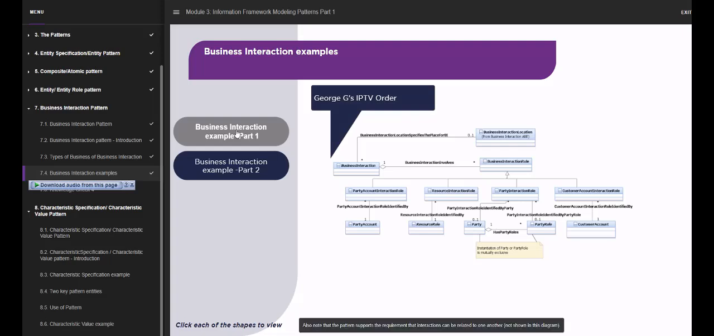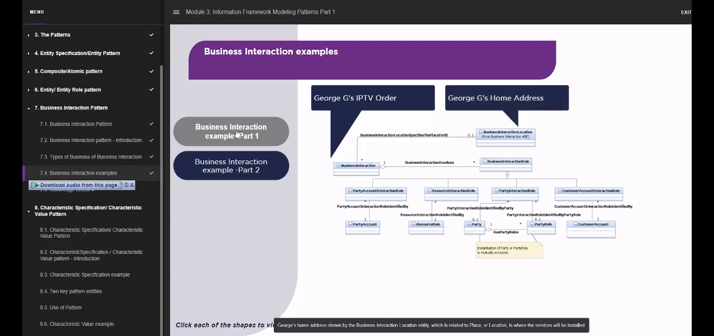Also note that the pattern supports the requirement that interactions can be related to one another, not shown in this diagram though. For example, a customer order can be related to an order acknowledgement that confirms the order. A customer order can be related to the service orders that configure and activate the services used to realise the products associated with the order.